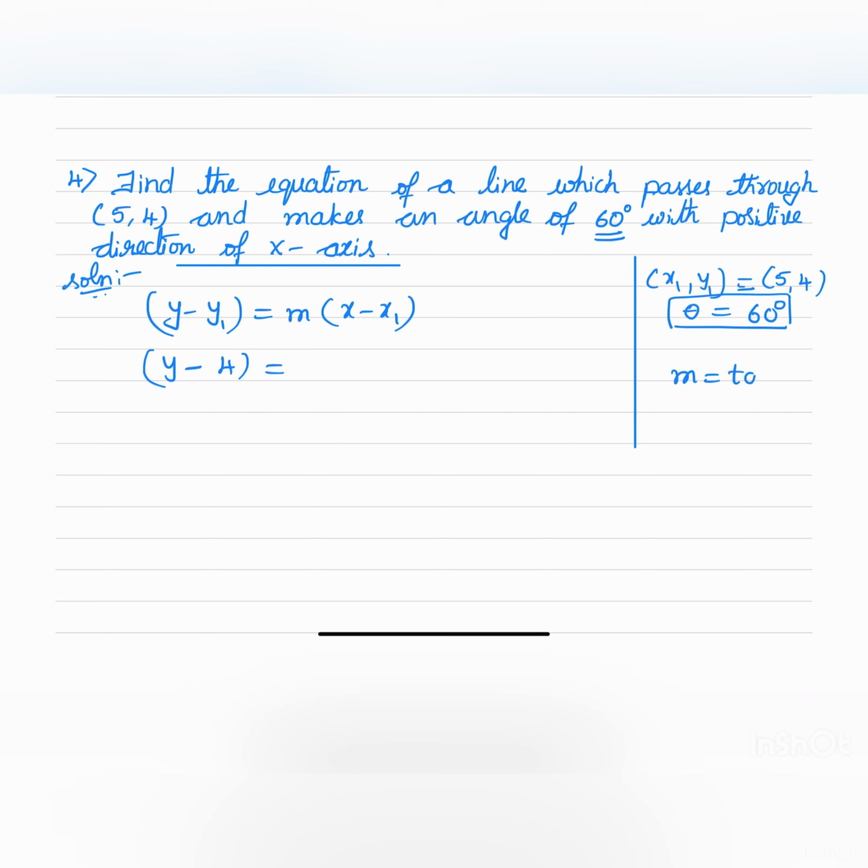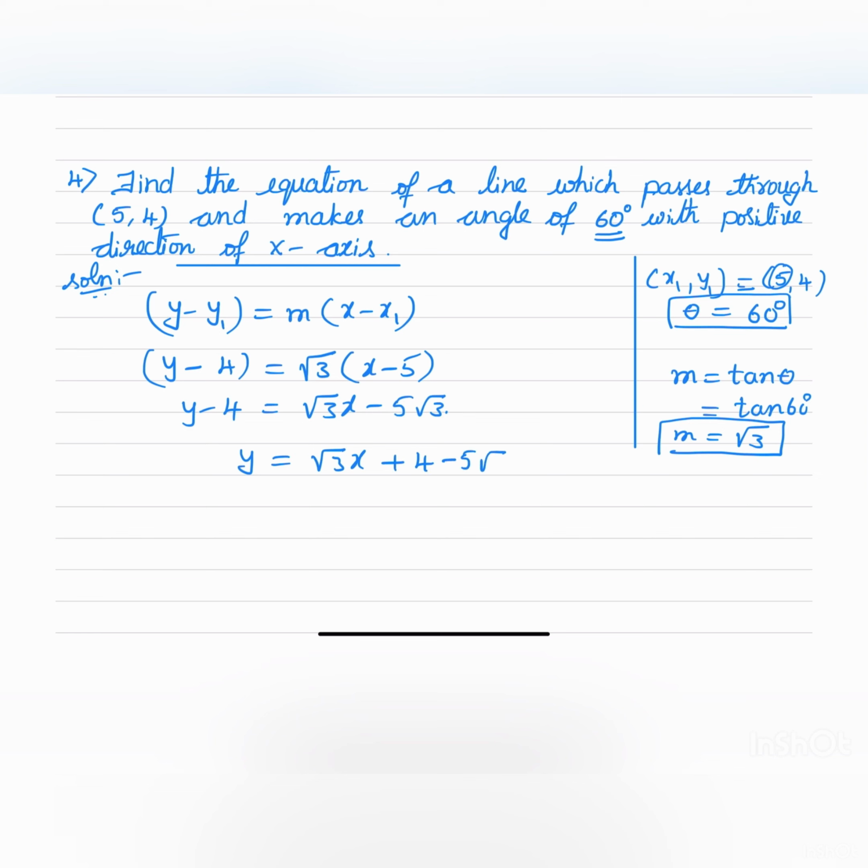M is equal to tan theta, because they have given the inclination, so we can find the slope. So slope will be equal to tan 60 degrees, and the slope is equal to root 3. Let us substitute that in the place of m. X minus x1 is nothing but 5. So y minus 4 is equal to root 3x minus 5 root 3. Or we can write the equation as y minus root 3x plus 4 minus 5 root 3. Transposing 4 to the right side, we'll get this equation.